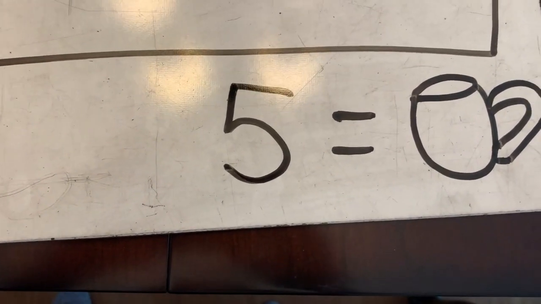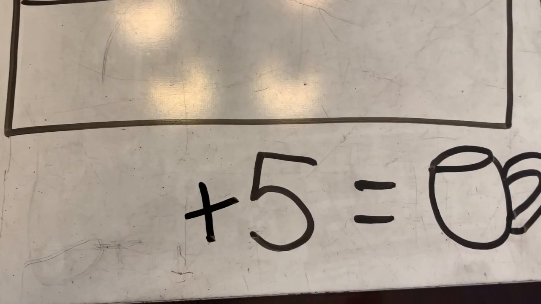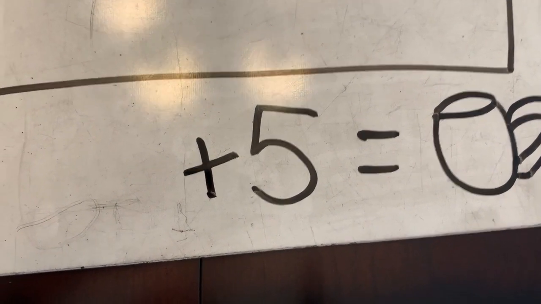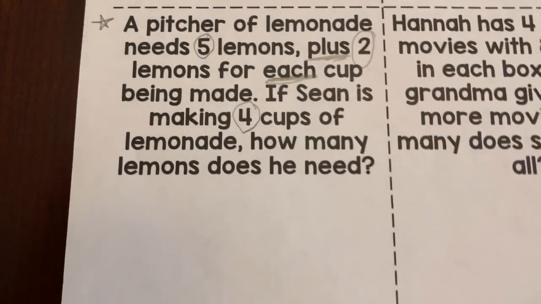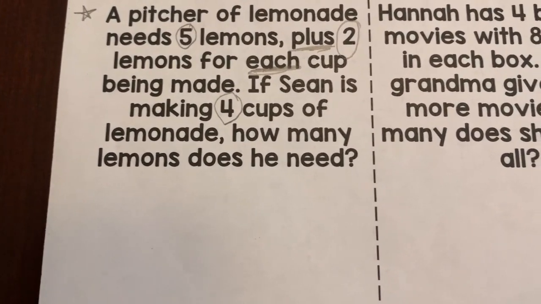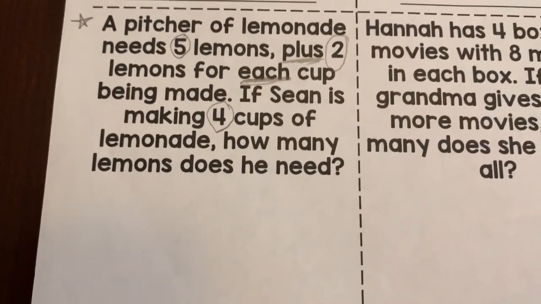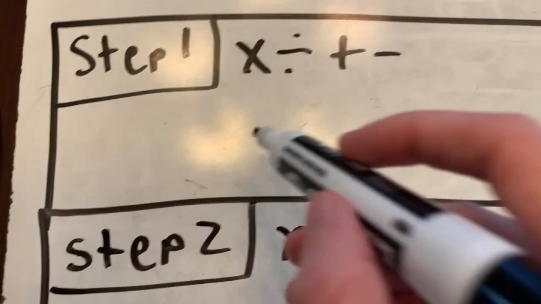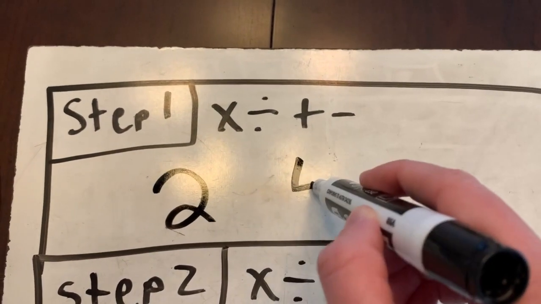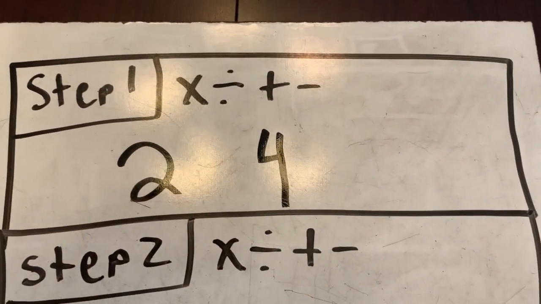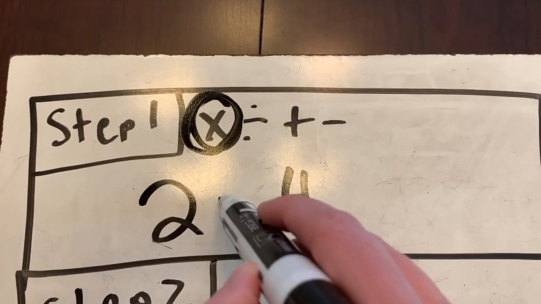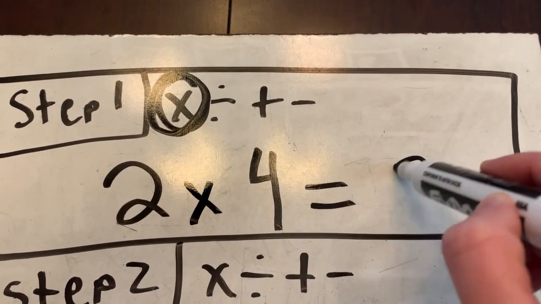We also need plus how many? 2 lemons for every cup being made. Well, how many cups are being made? We need 2 lemons for every cup being made. We're making 4 cups. So we need 2 lemons for each cup being made, and we're making 4 cups. Each is a word that tells us to multiply. So first we're going to multiply 2 times 4 to give us 8.